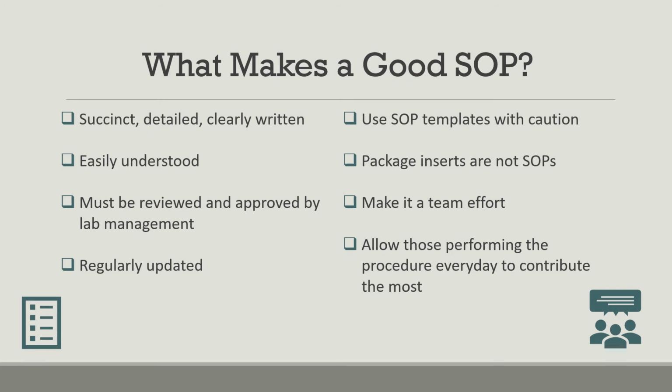What qualities make a good standard operating procedure? Well, SOPs should be concise. They need to be detailed and clearly written. They should be easily understood by those using them. If you're using a template to create your procedures, you need to make sure that all your CLIA required information is included, as well as anything required by your accrediting agency.